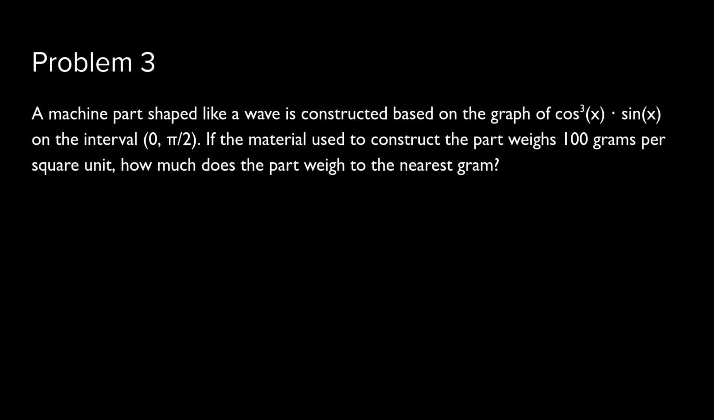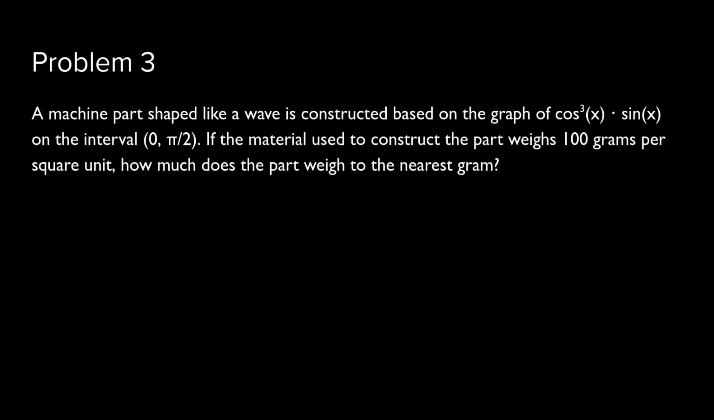So here we have a word problem, and it says, a machine part shaped like a wave. It's constructed based on the graph of cos cubed of x times sine of x on the interval 0, pi over 2. And feel free to graph this if you want to verify that it actually looks like a wave. If the material used to construct the part weighs 100 grams per square unit, how much does the part weigh to the nearest gram?